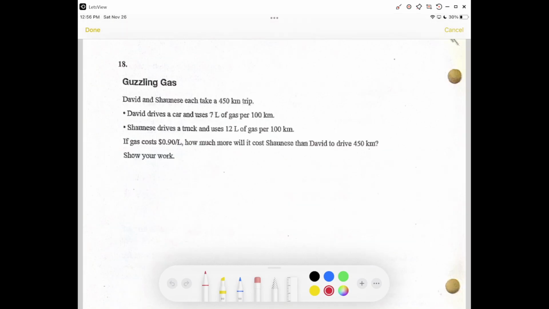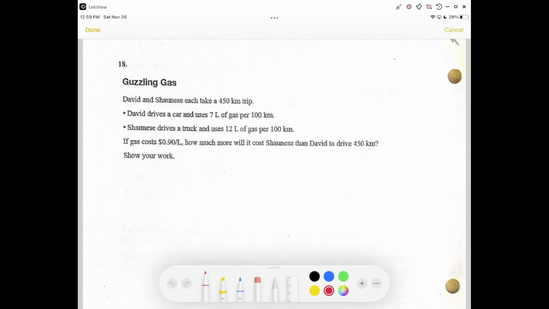Alright, so question number 18. David and Shanice each take a 450-kilometer trip. David drives a car and uses 7 liters of gas per 100 kilometers. Shanice drives a truck and uses 12 liters per 100 kilometers. If gas costs $0.9 per liter, how much more will it cost Shanice than David to drive 450 kilometers? So how do we do this question?